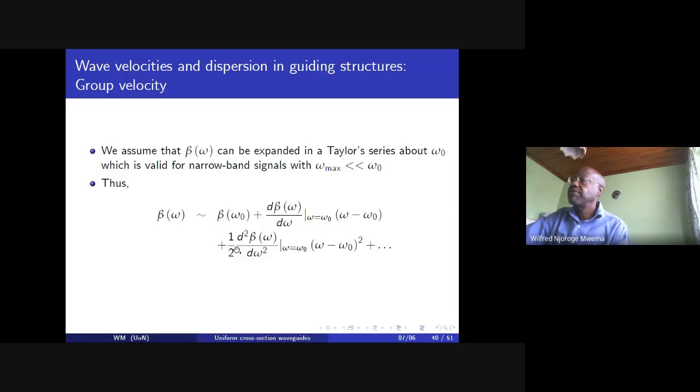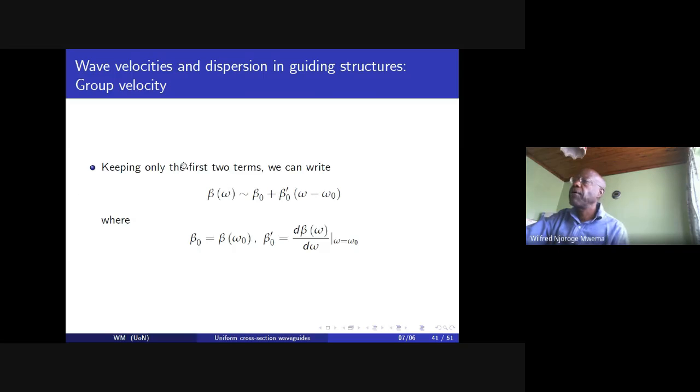I should be using an equal sign there because I'm showing that we have higher order terms. So if we keep only the first two linear terms, then beta(omega) is going to be given by the center frequency phase propagation constant plus a correction factor at a higher frequency, that is for omega minus omega naught, where beta naught prime is given by d beta by d omega at the center frequency.